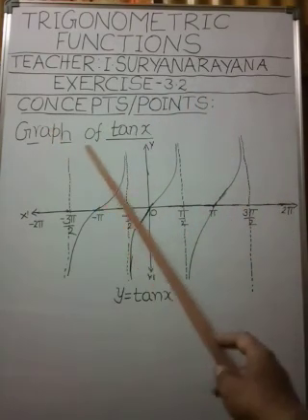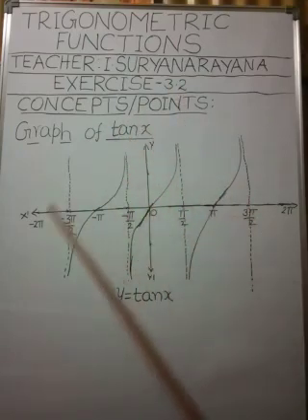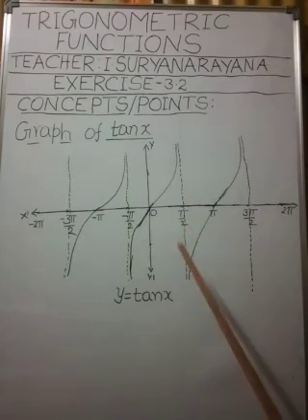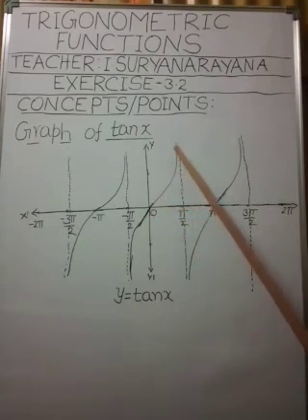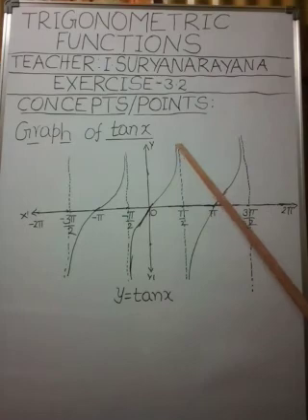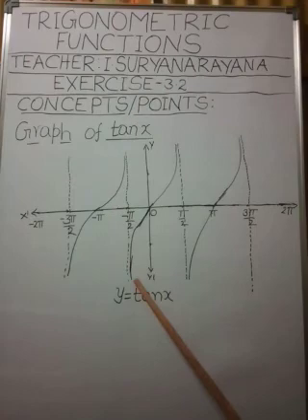Now come to the graph of tan x. Graph of tan x. Same procedure. On the x-axis multiples of pi by 2 and on the y-axis real numbers. Okay, my dear children, right. See here, tan 0 is 0 and tan pi by 2 is undefined, not defined. So the curve increases like this infinitely, but it does not touch this line x is equal to pi by 2. Similarly here, tan of minus pi by 2 is not defined.